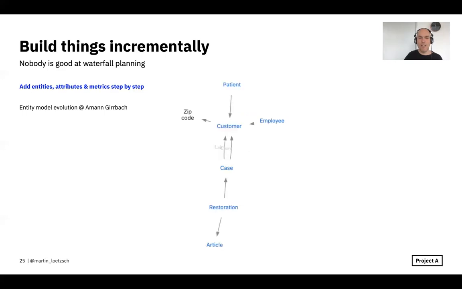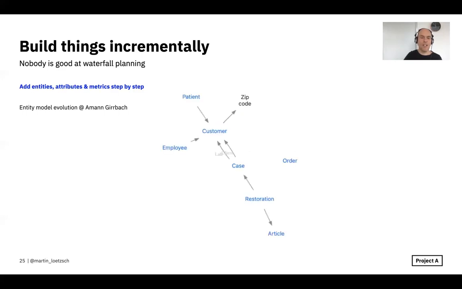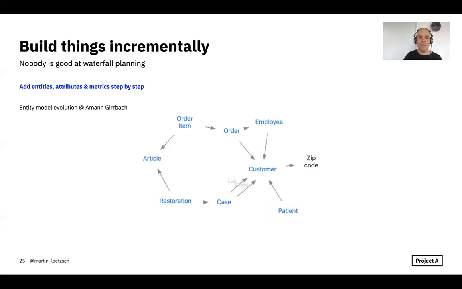And so you step by step add entities, add columns, and so on. And in each of these steps you test, you do QA, and I think this is a much more sustainable or manageable approach than building everything at once.